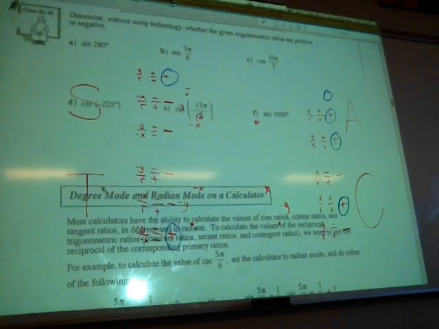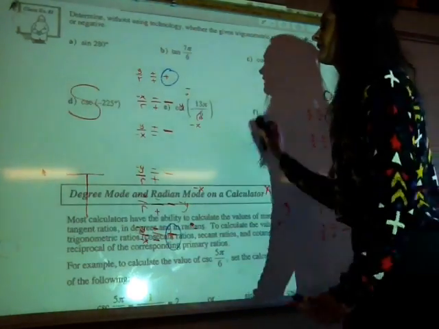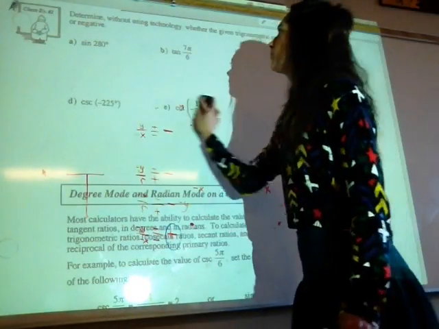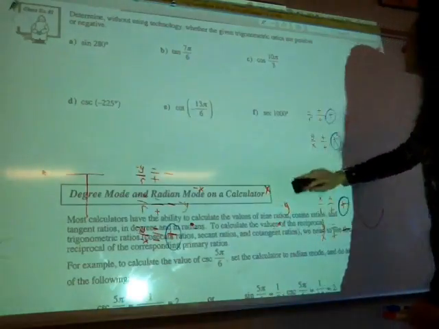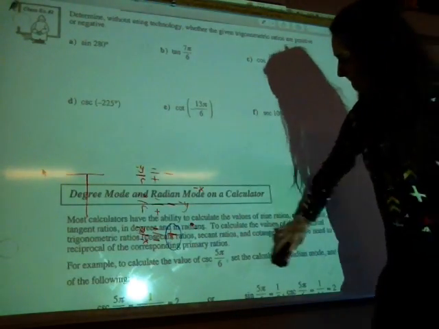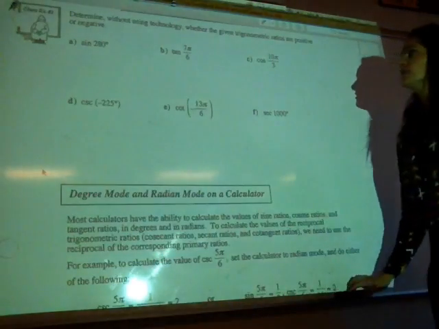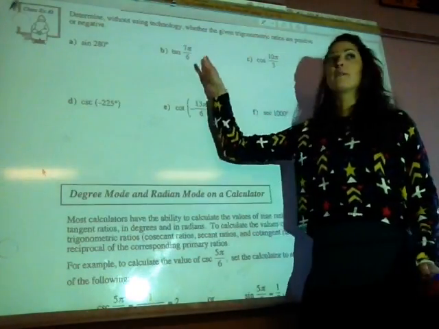So, now that we've gone through the CAST rule, we're going to put it to practice. We're going to figure out which of these trig ratios will be positive or negative. And as you can see, we're using degrees and radians.